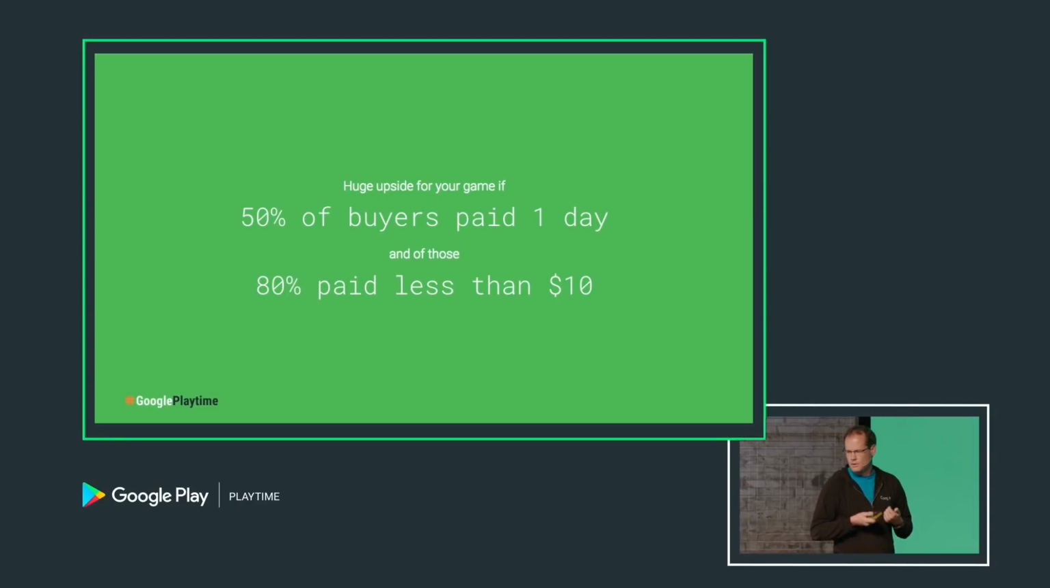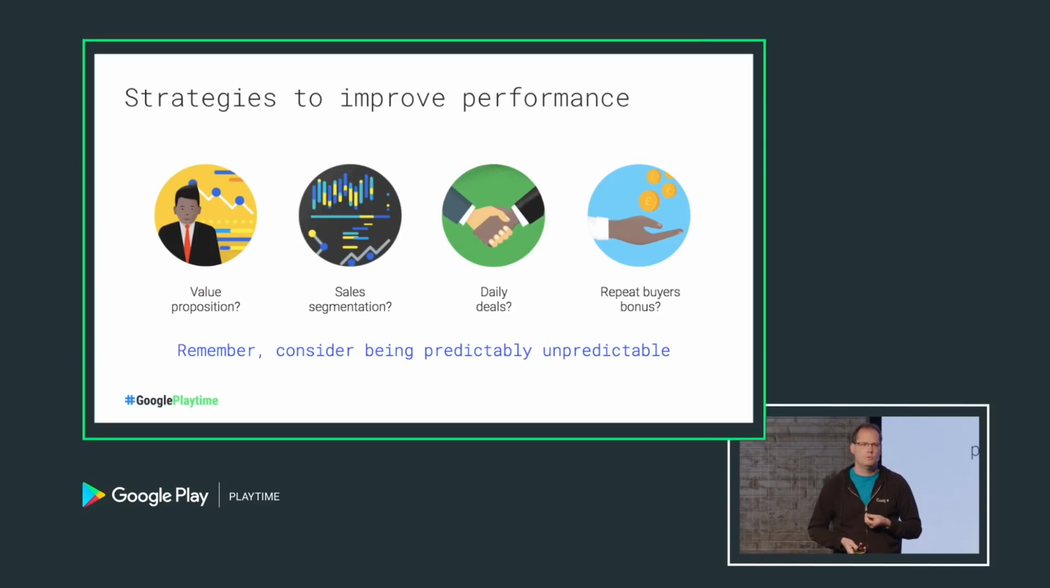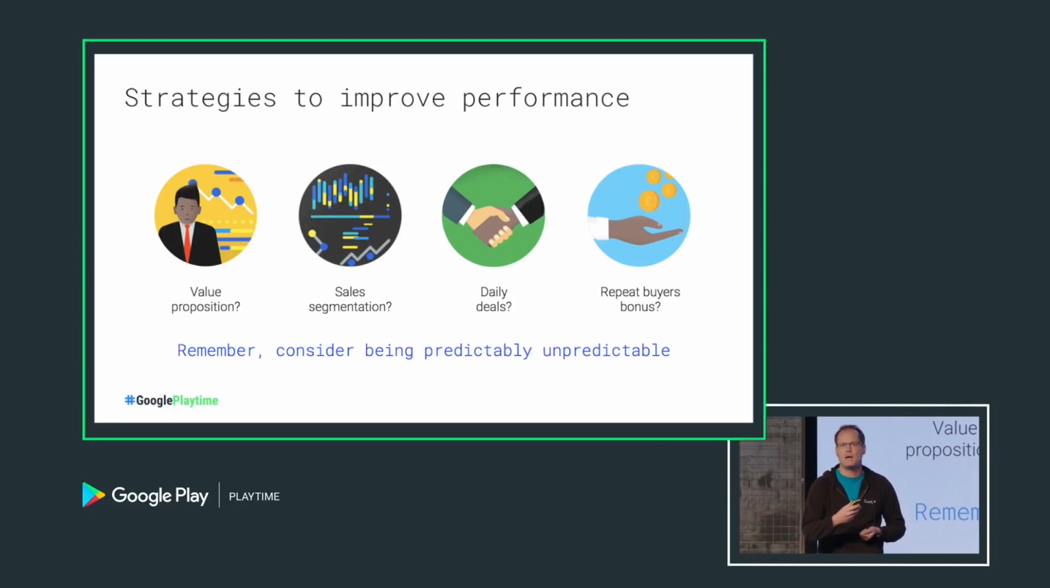Because if your game had 50% of the buyers who only paid on one day, and 80% of them paid less than $10, think about if you can convert half of them to paying another $5, another $2, another $10. That seems like a huge upside to me. And it's one of the great things because it's really, really sustainable. So what I encourage you to do in terms of improving performance is think about that value proposition. Think about how you're communicating the value for money to your users. How compelling is it? How easy is it for your users to understand what they're actually getting?